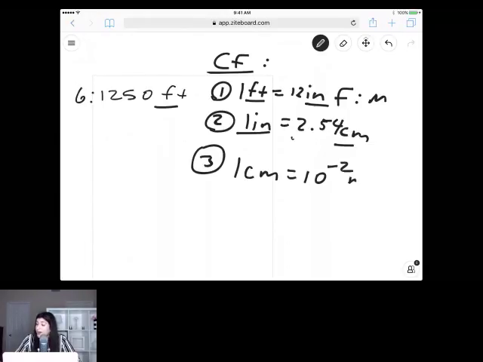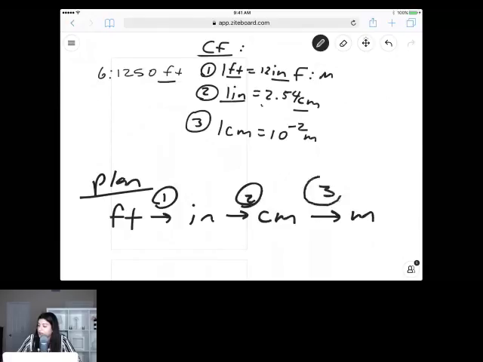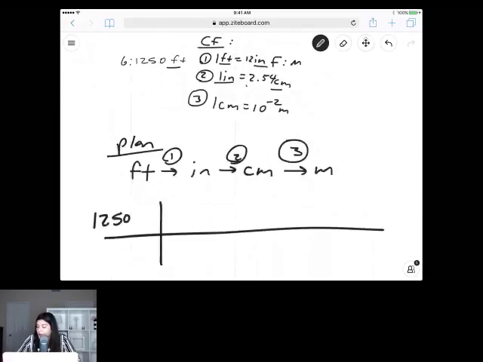I'll go ahead and set this up. So once again, our plan was going from feet to inches, then inches to centimeters, and lastly to meters. And I'll put all the different conversion factors that we have here. Okay. So once again, 125 feet. You're welcome, Diana. I'll at least continue with this, and then we'll end.